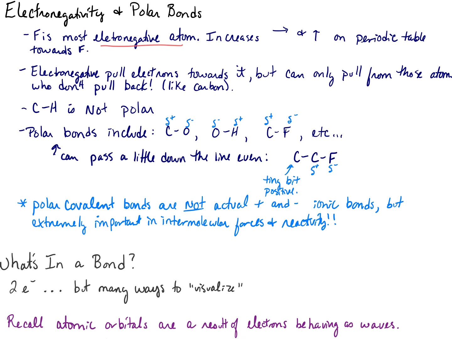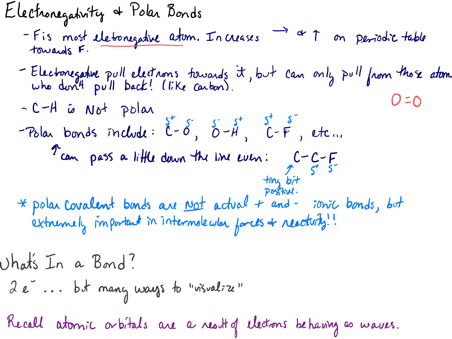But it can only pull from those atoms that don't pull back. So for example, if you have O2 and oxygen is connected to itself like this, there's an equal pull from each of them, which means that there's no actual polarity in that particular molecule. One of the things that I see a lot of people struggle with, and I just want to make sure that we know now: a CH bond is not polar.